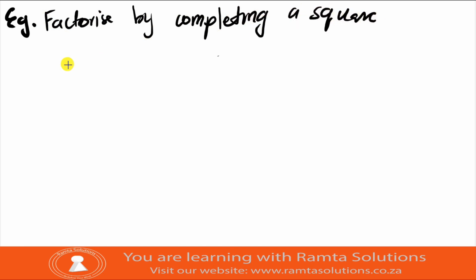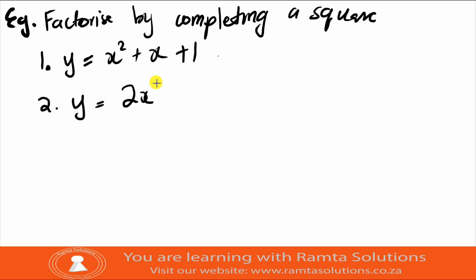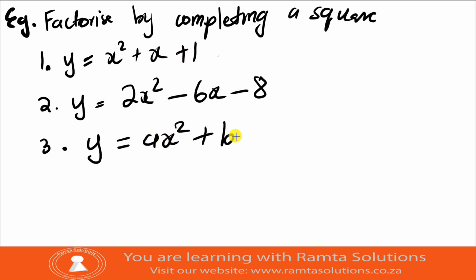If you remember well, the second example was not factorizable. So let's look at y equals x squared plus x plus 1. Number 2, we're going to factorize y equals 2x squared minus 6x minus 8. Number 3, we're going to look at y equals ax squared plus bx plus c. So the tip is this: when you factorize by completing a square, always factor out the coefficient of x squared.